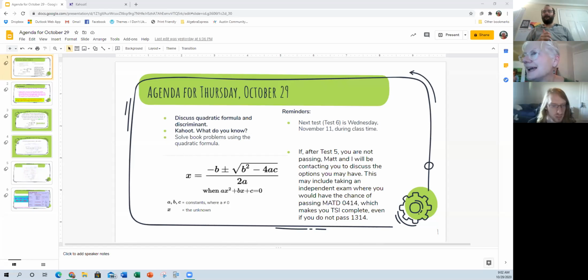Okay, so today, this is what we're going to be doing. We've been working on solving quadratic equations. The first thing we're going to do is discuss the quadratic formula and the discriminant, and hopefully you watched the video. Then we're going to do a real short Kahoot over just some of the basics. And then we'll go through and solve the book problems using the quadratic formula. It's pretty much just plug and chug. If you can plug into the quadratic formula, then you can solve the problem.